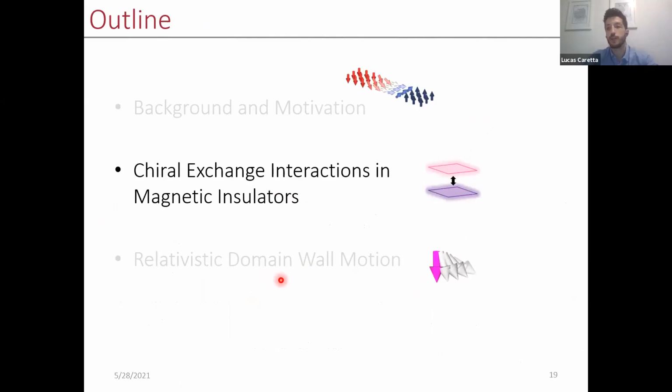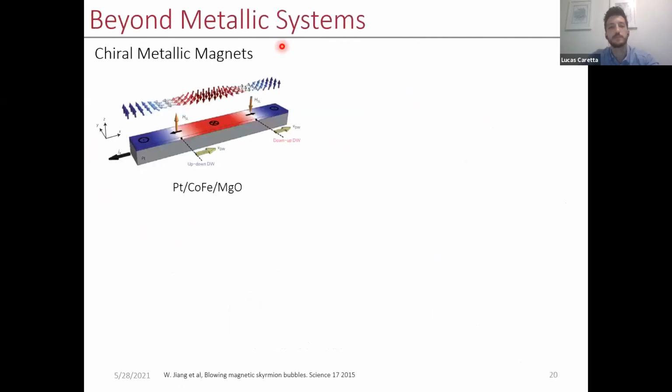Okay, so hopefully I provided you a bit of background on compensated systems and domain wall dynamics in compensated systems. What I'd like to do now is jump into different classes of materials and why they're more advantageous over metal systems. What I've shown you so far, and what the field has focused on for the past few decades, is metallic systems.